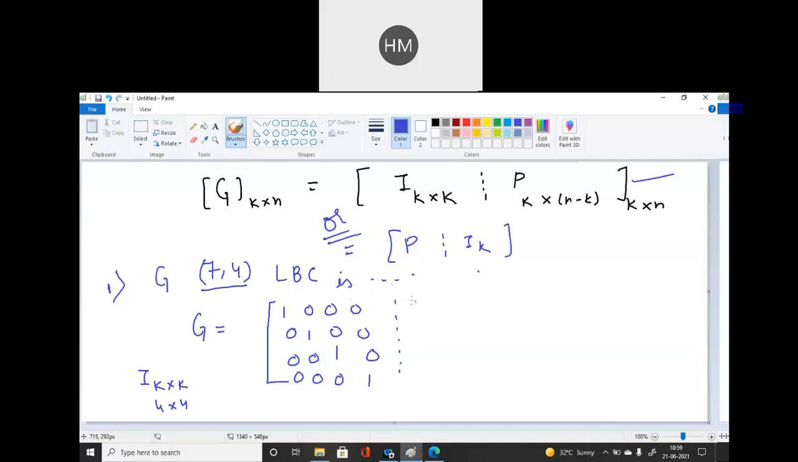The K matrix given to you is 0 1 1, then 1 0 0, then 0 1 0, and then 1 1 0. This is given to you in the question.